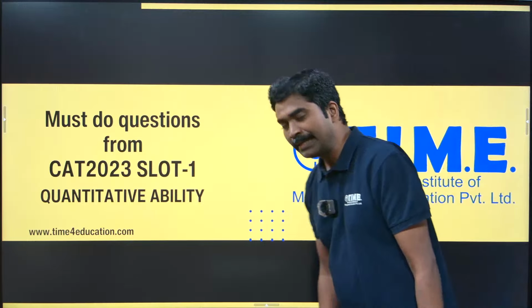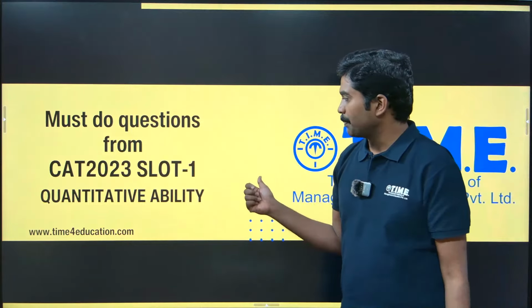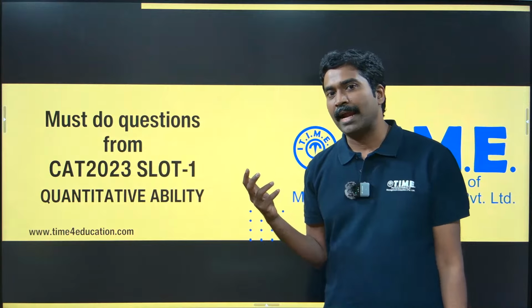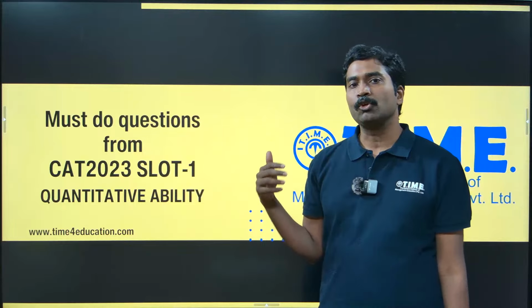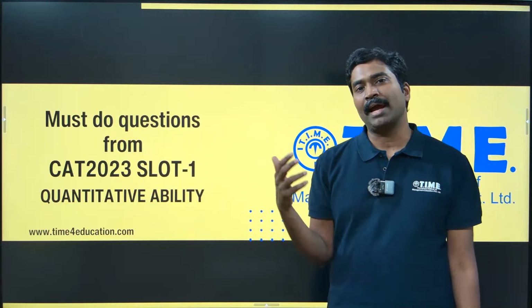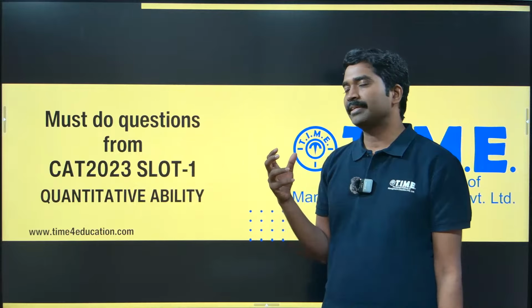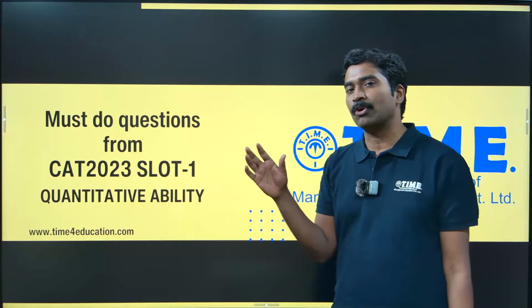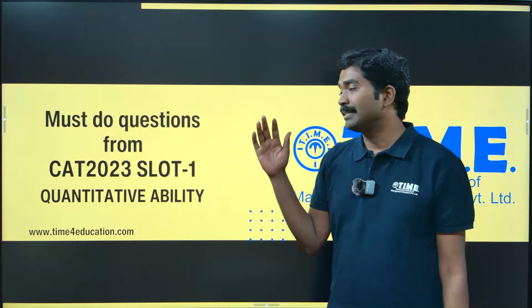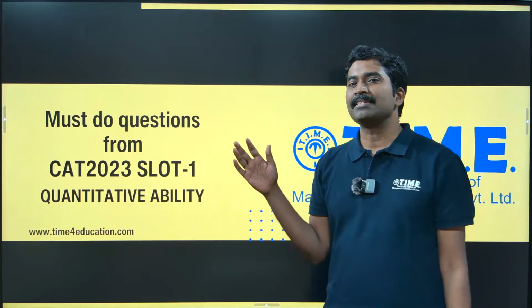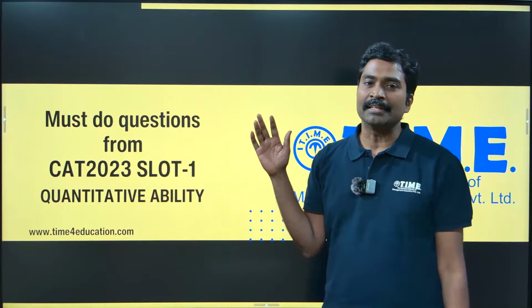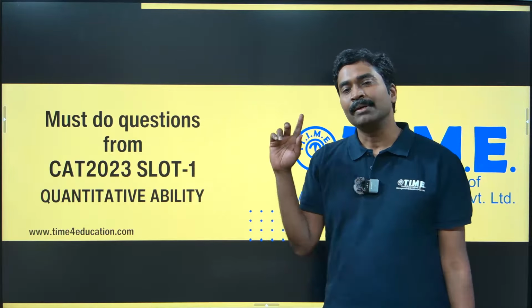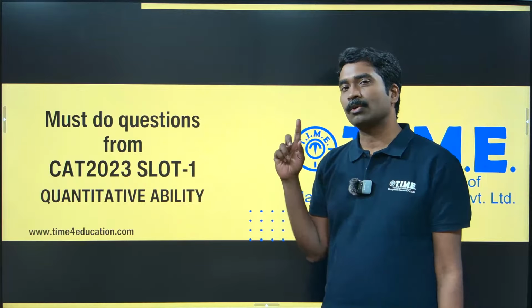Thanks for tuning in. So friends, in the previous videos, we've already done the series of must-do questions from previous year CAT questions. We've already done 2 videos on CAT 24, slot 1 and slot 2, where we highlighted the must-do questions that any aspirant with a decent amount of preparation could have aced. And thereby we proved how easy it is to get about 98 to 99 percentile in the quant section. Today's session, we're going to do exactly the same with CAT 2023 slot 1.